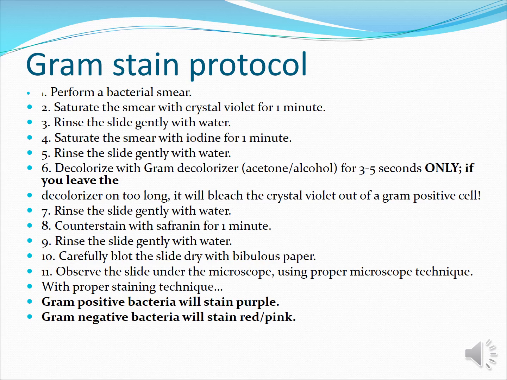So the protocol. Prepare a bacterial smear. Saturate the smear with crystal violet for 1 minute. Rinse the slide gently. Saturate the slide with iodine for 1 minute. Then wash it off with water. Decolorize with the Gram decolorizer. Either acetone alcohol can be used for around 3 to 5 seconds, or acetone alone. If you allow the decolorizer too long, it will bleach the crystal violet out of a gram positive cell. So care is required.